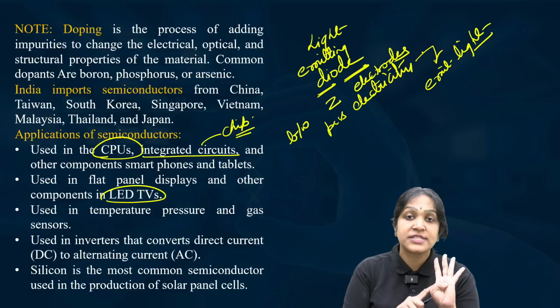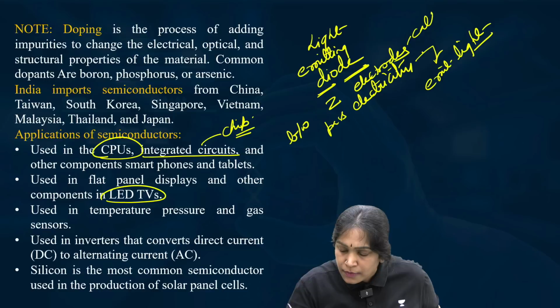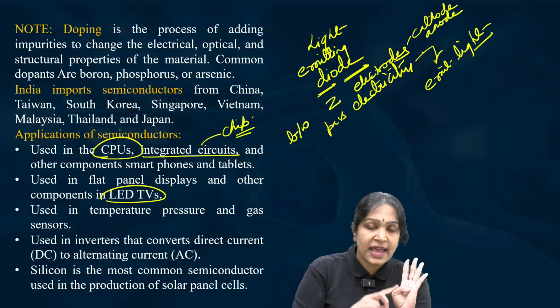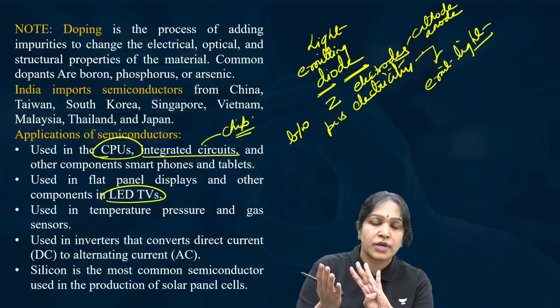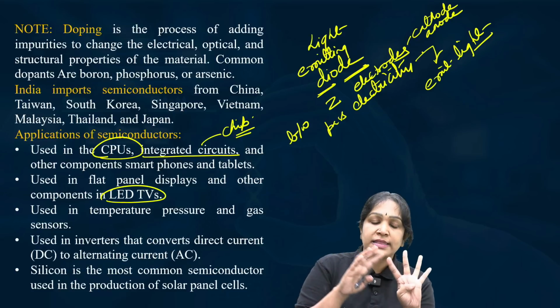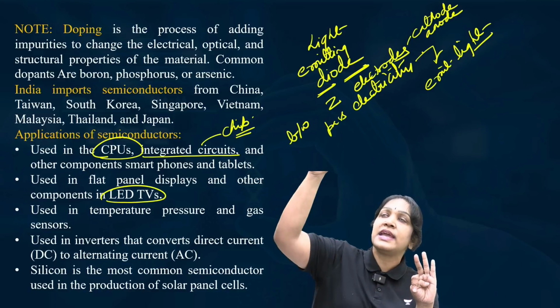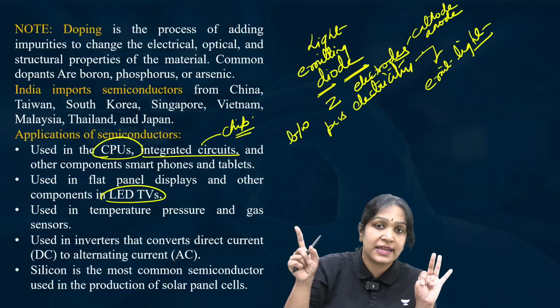I repeat, light emitting diode. Diode means two electrodes, cathode and anode. What are the two electrodes? Cathode, anode. When electrons pass between cathode and anode, through this diode, it will emit the light. That is the light we see in LED lights and also LED TV screens.